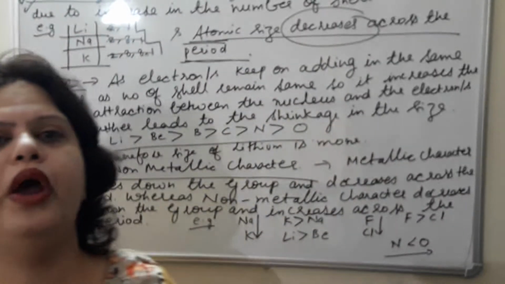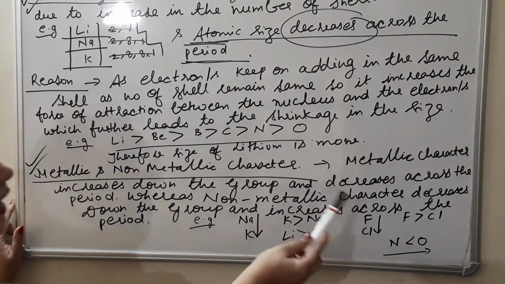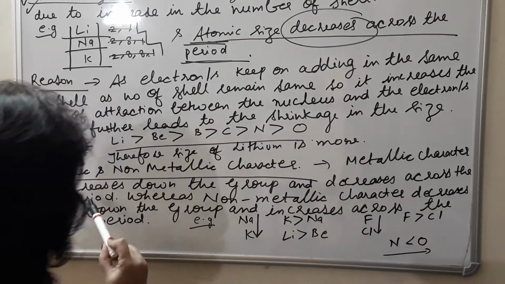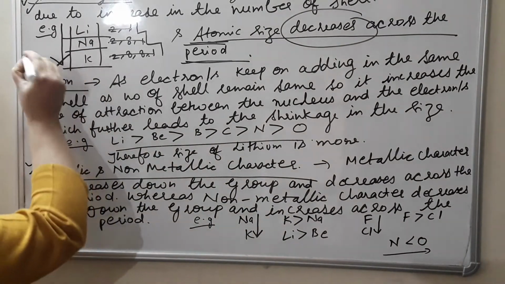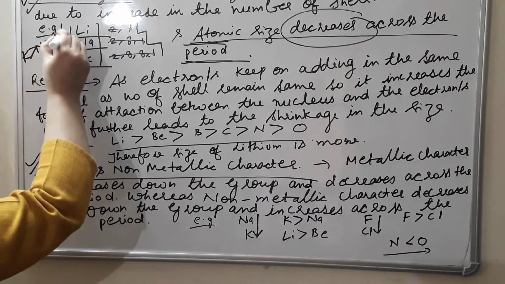Now coming to the point of metallic and non-metallic character, I have written here that metallic character increases down the group and decreases across the period. Yes, metallic character increases down the group. Therefore, potassium is more reactive than sodium and sodium is further more reactive than lithium.